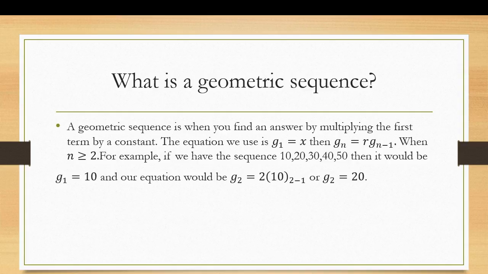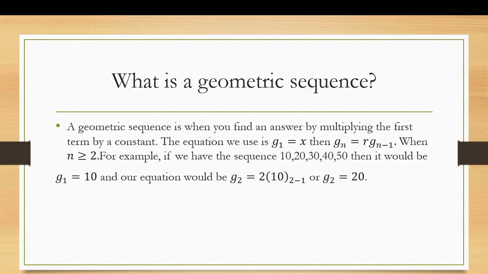So, what is a geometric sequence? A geometric sequence is when you find an answer by multiplying the first term by a constant. The equation we use is g sub 1 equals x. Then g sub n equals r g sub n minus 1. And this is only true, of course, when n is greater than or equal to 2.